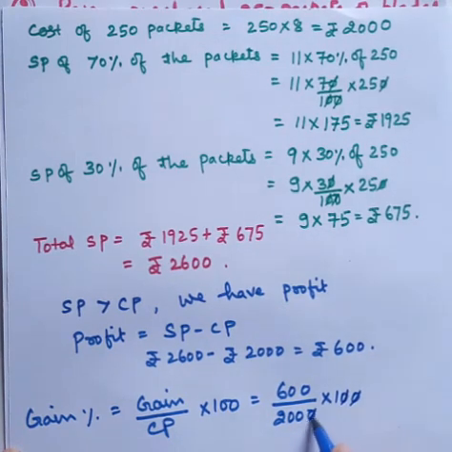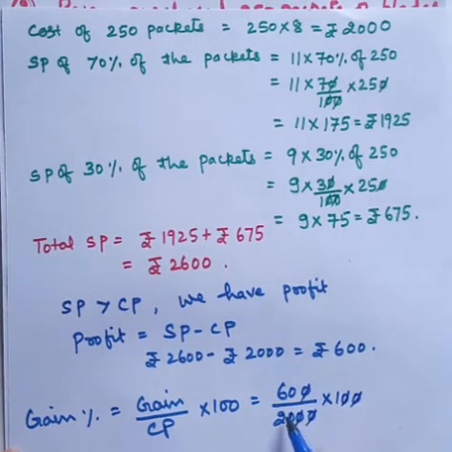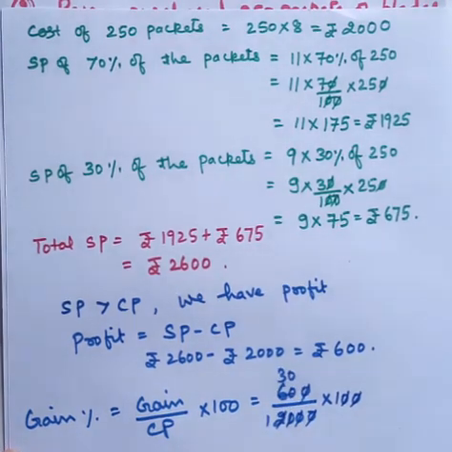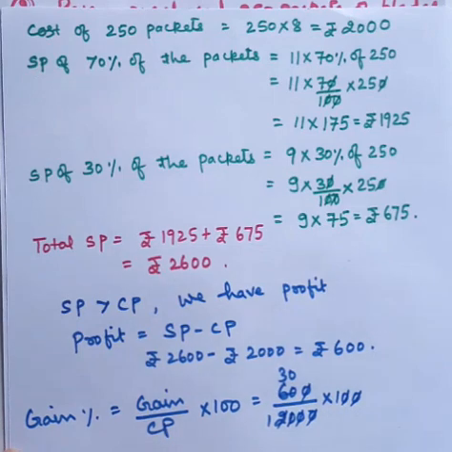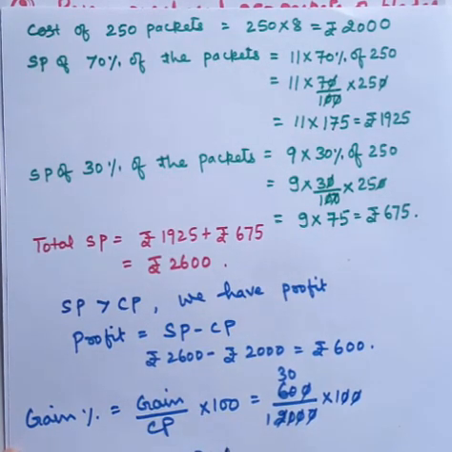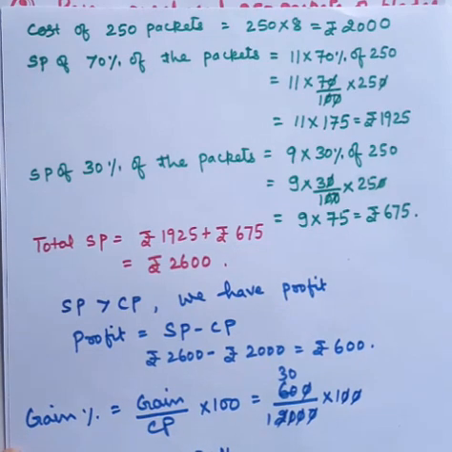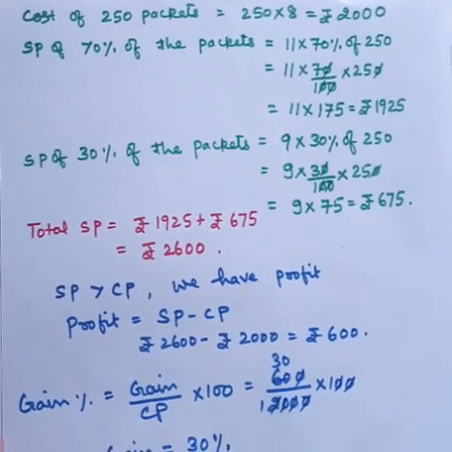So 1 2 1 2. Okay. Now see 2 1s are and 2 30s are. So your gain percent, gain is how much? Gain is equal to 30%. So this is your final answer.